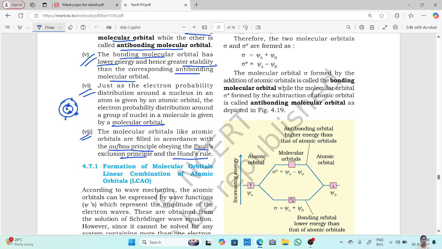1s is filled first, then 2s, then 2p, 3s, 3p, 4s, 3d. There is an order which is followed by Aufbau, right? And this order was made according to Pauli's exclusion principle and Hund's rule. So similarly, molecular orbitals are also filled according to the Aufbau principle, obeying Pauli's exclusion principle and Hund's rule.